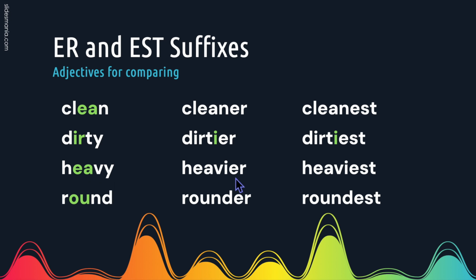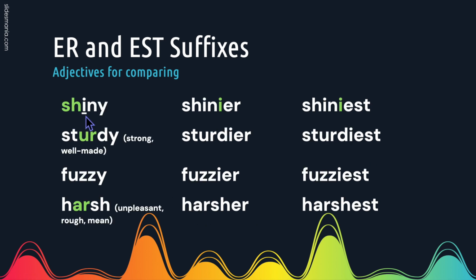Heavy, heavier, heaviest. OU says ow most of the time. Round, rounder, roundest. SH says sh, and this I will have a long I sound. Shiny, shinier, shiniest. Notice once again that the Y became an I before adding a suffix that began with a vowel. UR says ur, sturdy. Sturdy means strong or well made. Sturdier, sturdiest. Fuzzy, fuzzier, fuzziest.